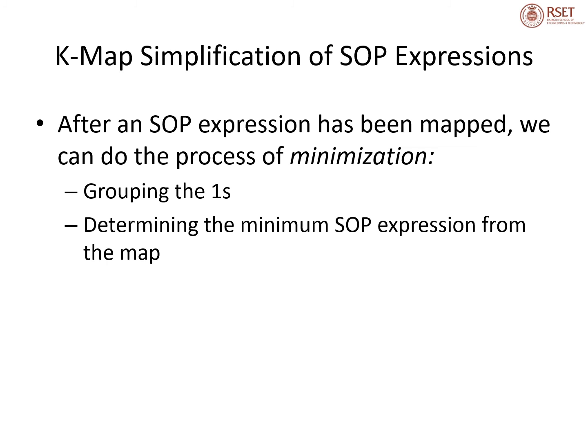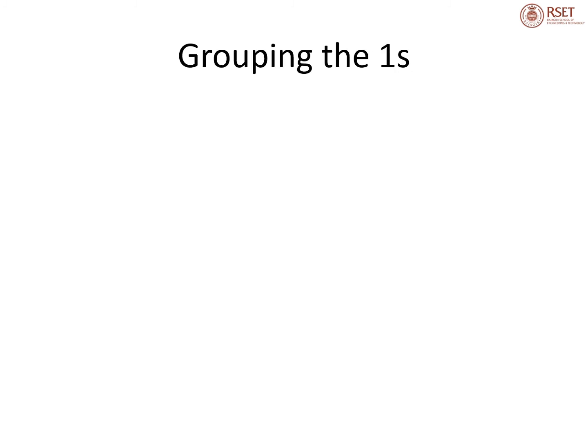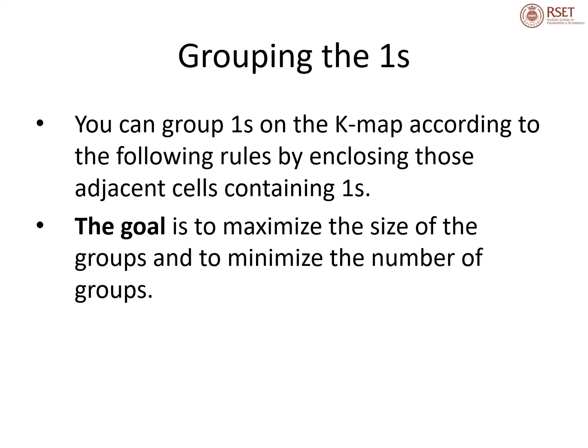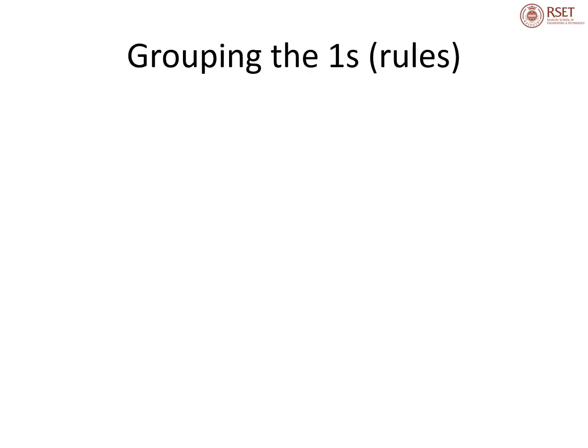So for doing the process of minimization, we have to group the ones. So in the case of SOP, we have to group the ones and determine the minimum SOP expression from the map. So we are going to see how we are going to group the ones. You can group ones on the K-map according to the following rules by enclosing those adjacent cells containing ones. Now the goal is to maximize the size of the group and minimize the number of groups.